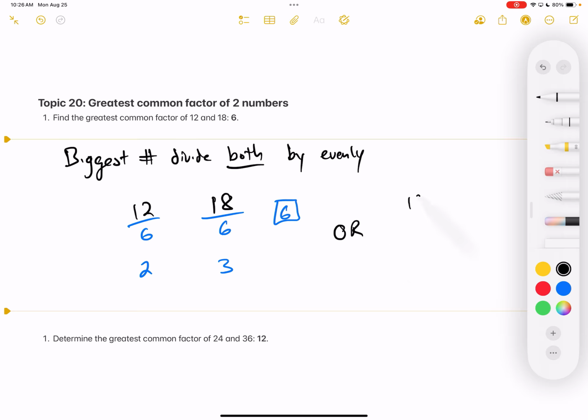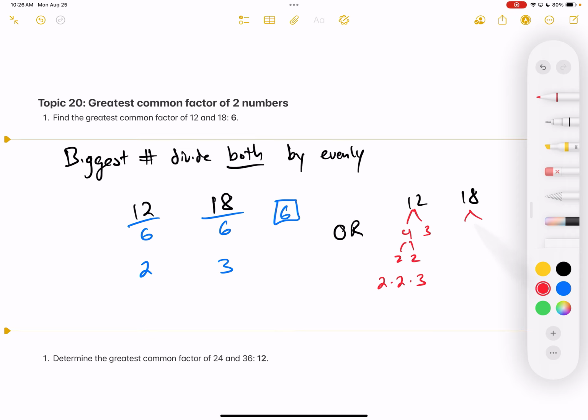The other way, and I have to remember exactly how this works, but we'll figure it out, is the factor tree. 4 times 3, 2 times 2. 12 is 2 times 2 times 3. For 18, the first thing that might come to mind is 2 and 9, so 2 times 3 times 3. This is called the prime factorization. 2 times 2 times 3 is 12. 2 times 3 times 3 is 18. For the greatest common factor, you just write what they share. They share a 2 and they share a 3. So 2 times 3 is 6. You can do it that way.